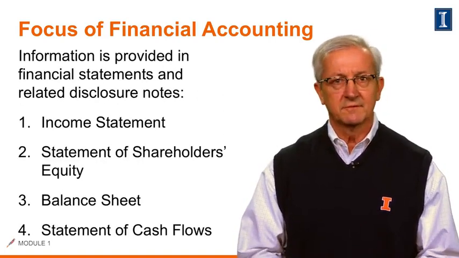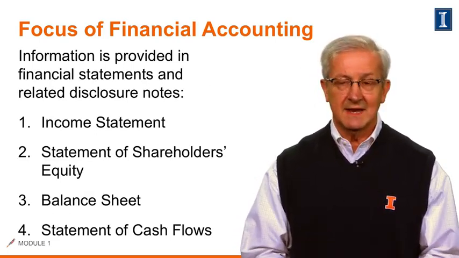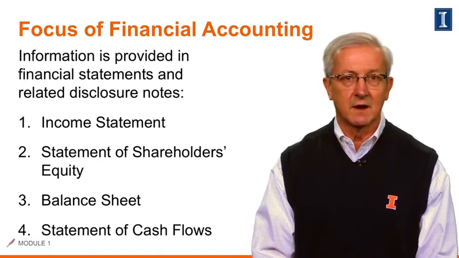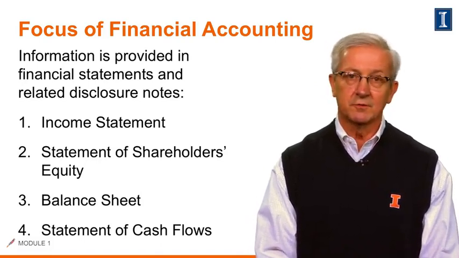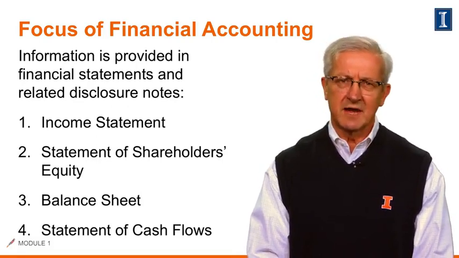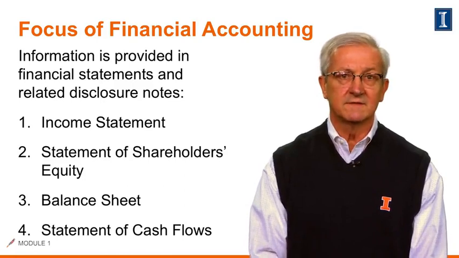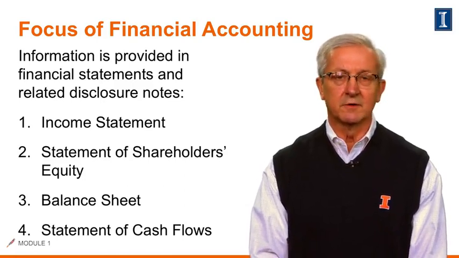There are four types of financial statements that we need to be cognizant of. First of all, the income statement and its related statement of comprehensive income. Also, the statement of stockholders' equity, the balance sheet, and lastly, the statement of cash flows. Kind of an overlooked statement, but very important nonetheless. We'll discuss each of these statements in much more detail later in the course.